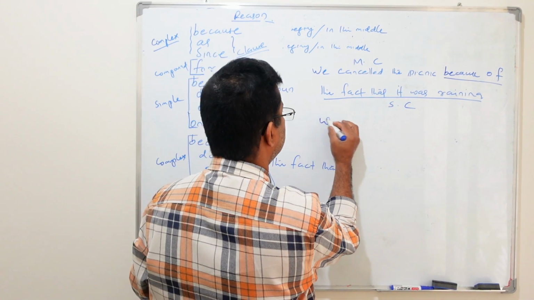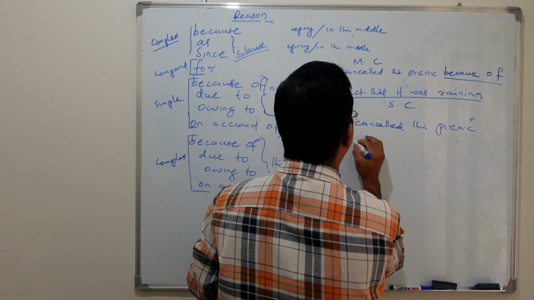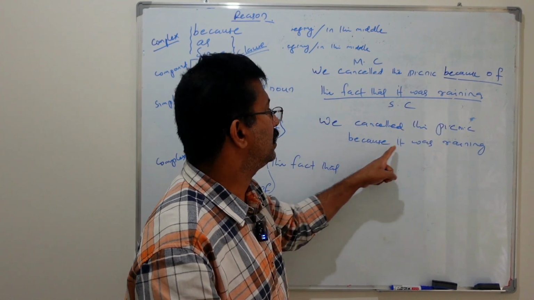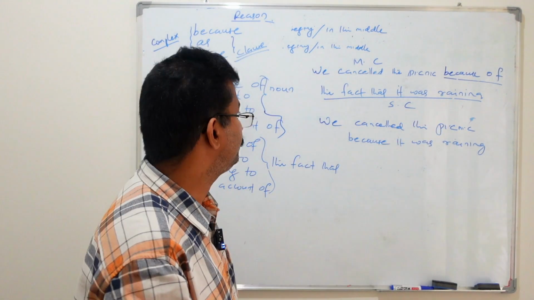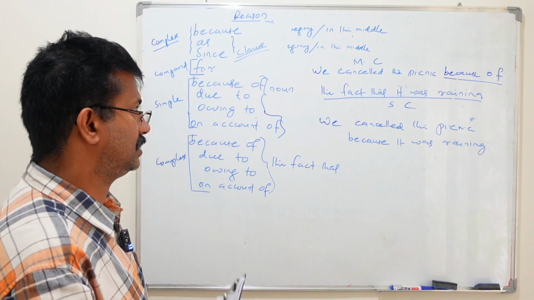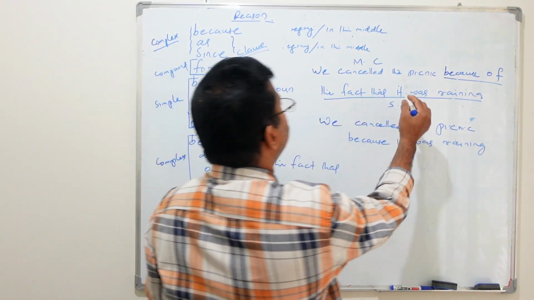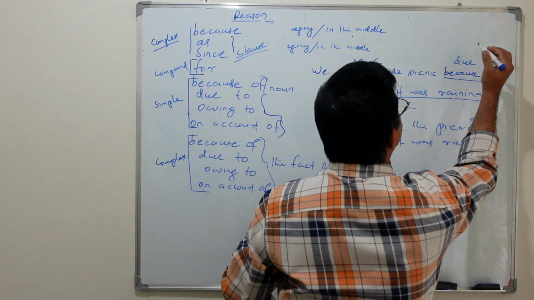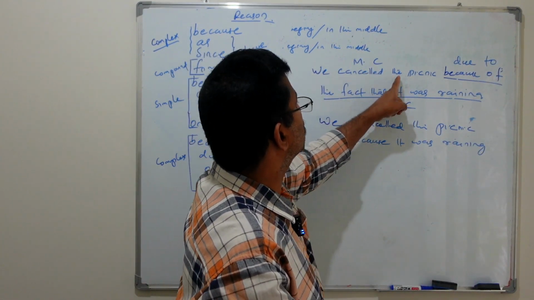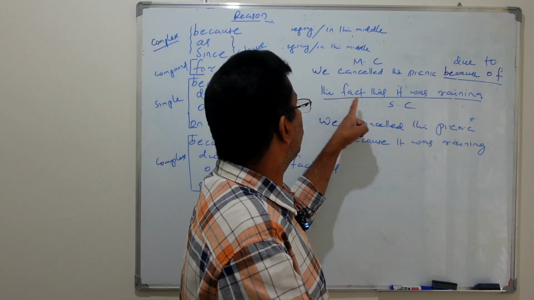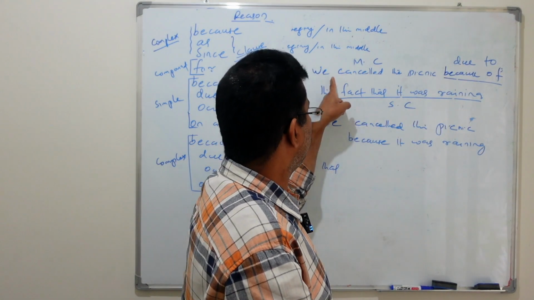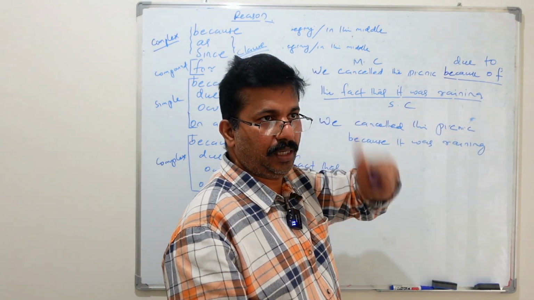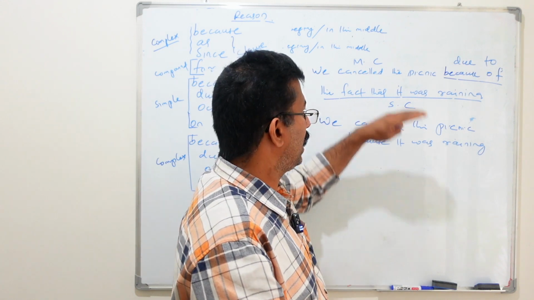I will rewrite this sentence. We cancelled the picnic because it was raining. Look at this. Because of the fact that it was raining, or because it was raining. They are the same. You get the same meaning and the same sentence structure. In the place of because of, you can write due to the fact that. We cancelled the picnic due to the fact that it was raining. This is again a complex sentence and the meaning is the same.